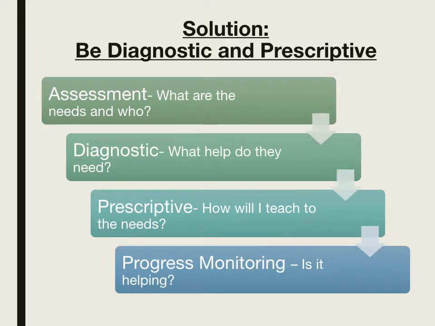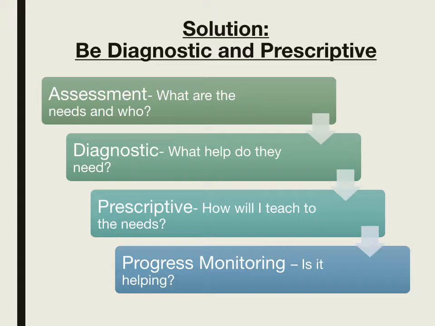So one of the solutions to poor planning is to be diagnostic and prescriptive, to take the needs of your students and base your planning around that. So for example, you'll assess your students, you'll find out what the needs are. So you might have a group of students who need work on fluency, for example. You'll determine that their reading rate is quite slow. So this is the diagnostic part, so that's the rate, which is the help that they need.